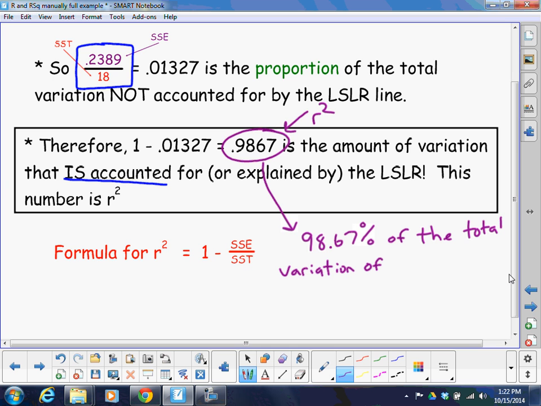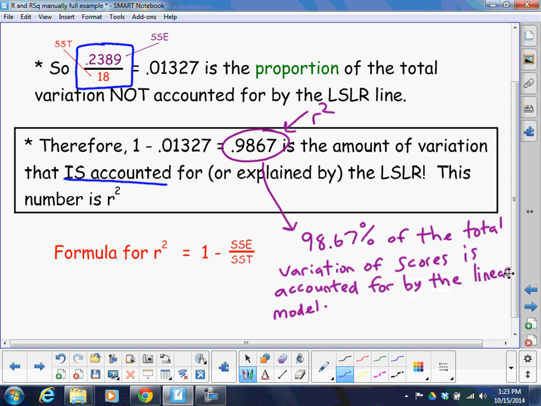of the Y variable in this case, which was scores, is accounted for, or you could say is explained by the linear model, which was the regression equation that the calculator got us. Okay, and that's your R squared value.